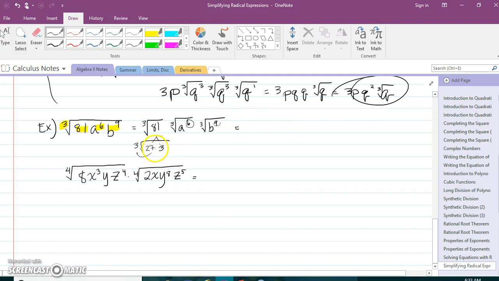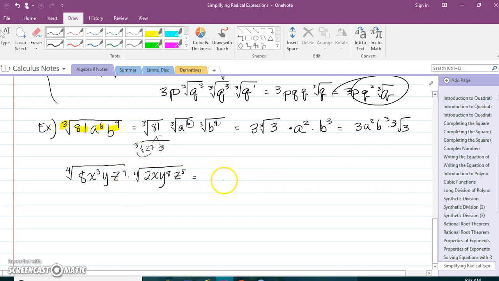So anyway, I had a cube root of 27 times 3. That turns into 3 times the cube root of 3. Cube root of a to the 6th is just a squared. Cube root of b to the 9th is b cubed. So my final answer is 3a squared b cubed, cube root of 3. I usually put the radical at the end. You don't have to, but it's usually a good idea.